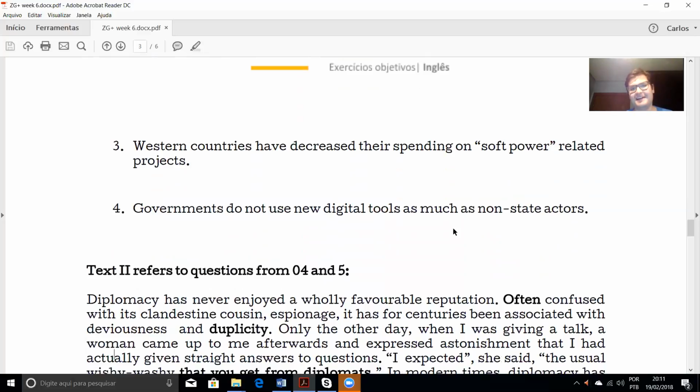This is a traditional comparison question for reading interpretation, where they give you a comparison which the author does not make, and you're not able to infer this from reading the text. So let's see. Governments do not use new digital tools as much as non-state actors. It says in the text that they don't use it the way they should, but there's no way for us to evaluate how much a government is using compared to non-state actors. So we don't know if the governments are using it as much or less or more as non-state actors.